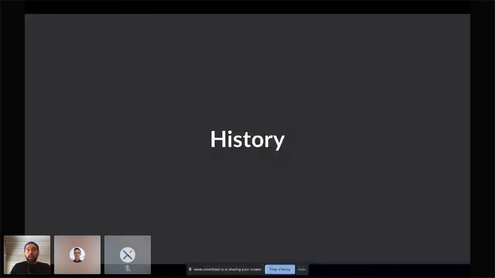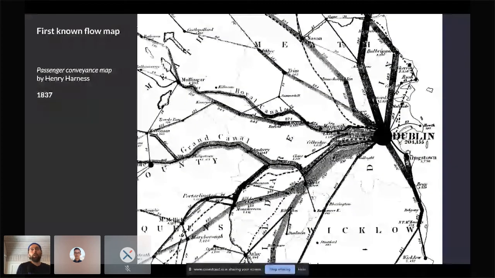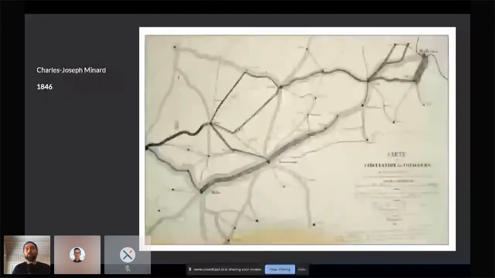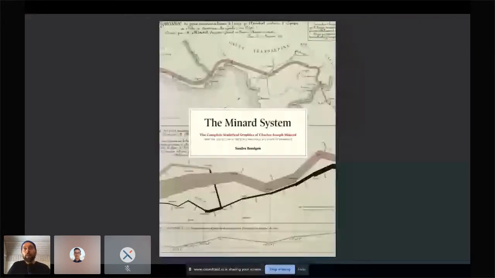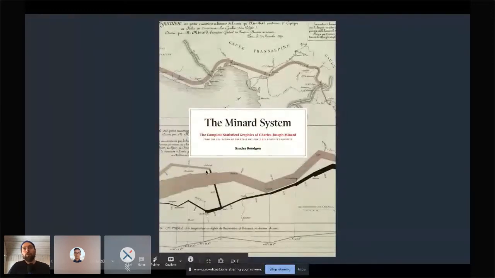So a little bit of history. This is the first known flow map showing passenger conveyance in Ireland, made by Henry Harness in 1837. Charles Minard, not much later, started making his flow maps, and he really popularized the techniques. He made a lot of them, like, for instance, this one showing global migration. I can recommend this book, which is a collection of the works by Charles Minard, many of which are flow maps, including the famous Napoleon's Russian campaign, which is on the cover here.